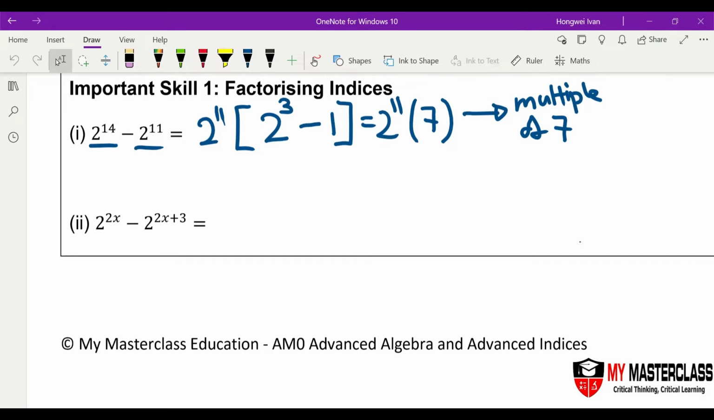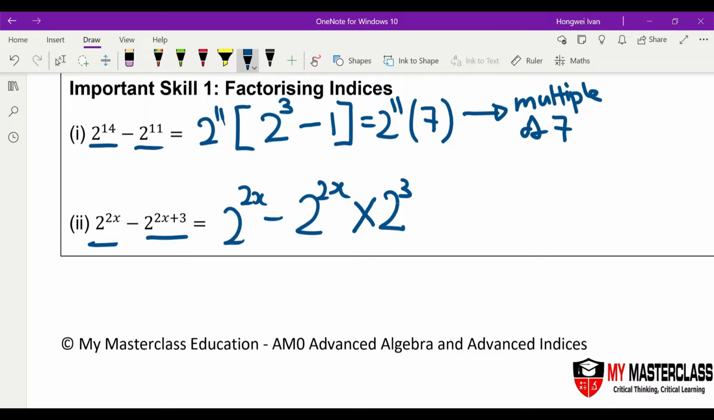What I want to tell you is that when you see this and this one, 2 to the power of 2x minus 2 to the power of 2x plus 3, when you see plus in the power, you must think of multiplying by 2 to the power of 3. Yes, correct. Because 2 to the power of 2x plus 3 is the same as 2 to the power of 2x times 2 to the power of 3. You write this down, then you can factorize.